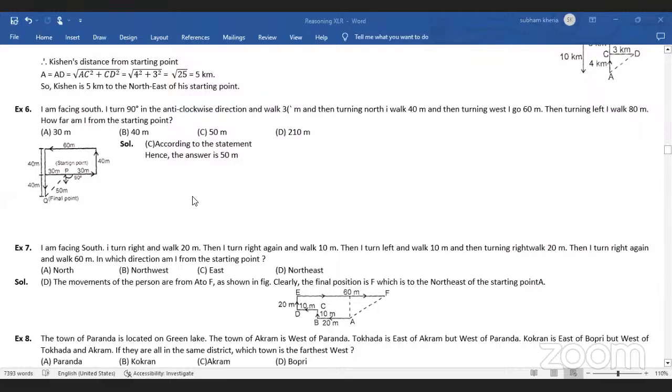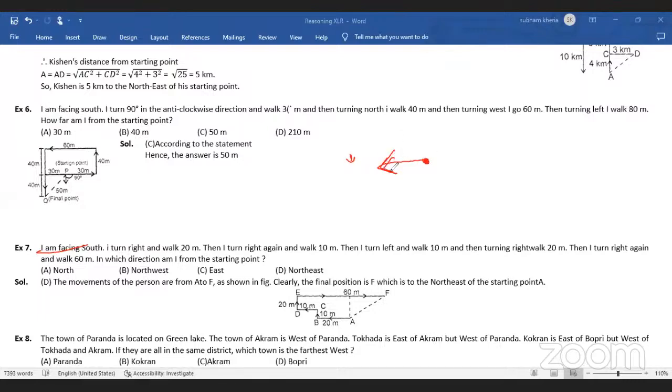Let's see this one now. Example 7. I am facing south. I turn right and walk 20 meters. Turn right. From south, right is what? West. I am facing south, I am facing this way. If I turn right, where will I go? Think carefully, I'll go west.